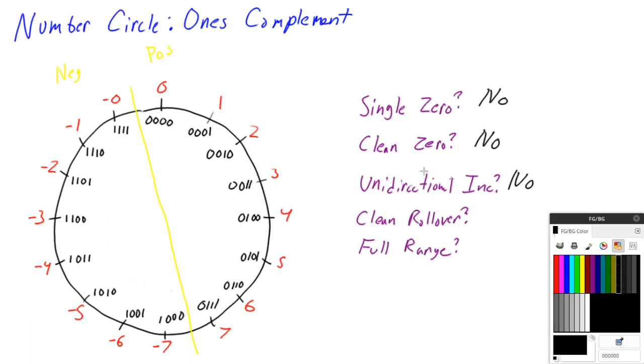So just if you ever get asked this question, make an argument for whatever you think is right. You know. Anyway, clean rollover.